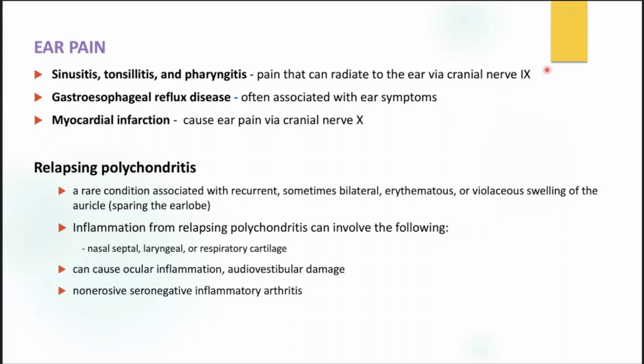We have a condition called relapsing polychondritis. It's a rare condition associated with recurrent bilateral erythematous violaceous swelling of the auricle, but it spares the earlobe. Inflammation from this condition involves the nasal septum, laryngeal, or respiratory cartilage as well, and can cause ocular inflammation and audiovestibular damage. It is usually a non-erosive, seronegative inflammatory arthritis. So rheumatologic diseases may also cause ear pain.